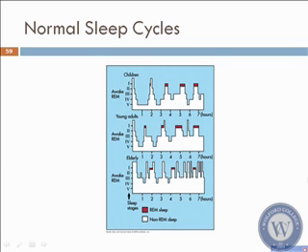Okay, so yeah, it felt so good, right? No, but actually, most likely there's some functions of sleep.